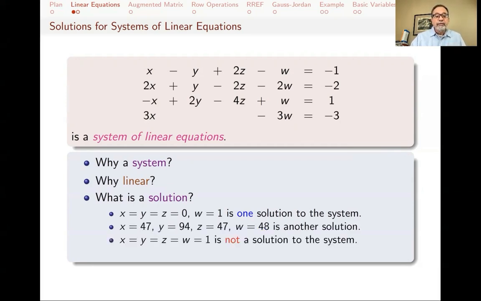In this particular case, for example, x equals 47, y equals 94, z equals 47, and w equals 48 is another solution. On the other hand, if you put all of them equal to 1, x, y, z, and w, that's not a solution. There's plenty of combinations of x, y, z, and w that are not solutions. There are some, more than one, possibly infinite combinations that are solutions, and we are trying to find those solutions.